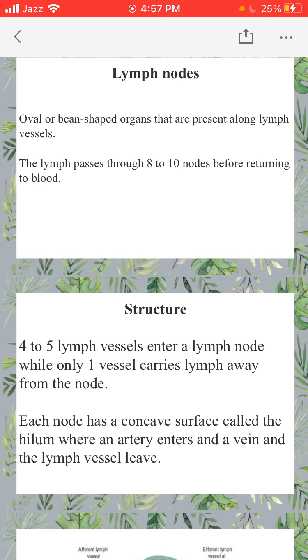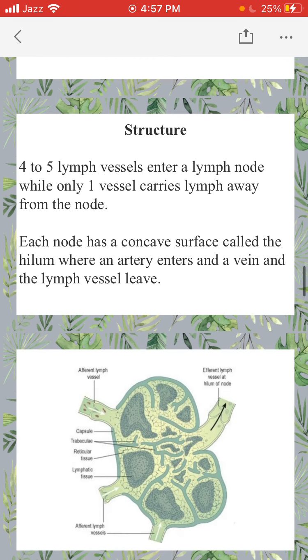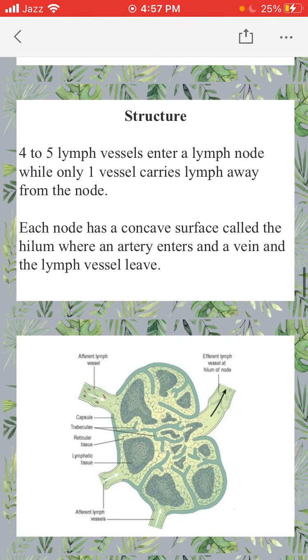And each node has a concave surface that is called the hilum. Hilum is an area where an artery enters and a vein and lymphatic vessel leave the lymph node. So in this diagram we can see on the left side the afferent lymph vessels, 2 to 3. In this diagram we have 3 afferent lymph vessels.